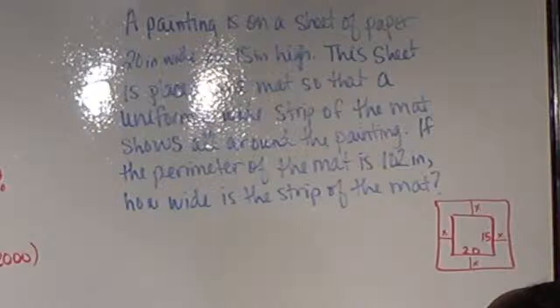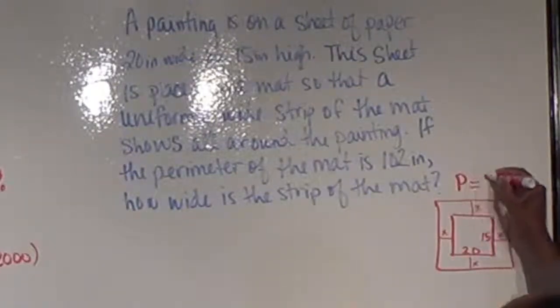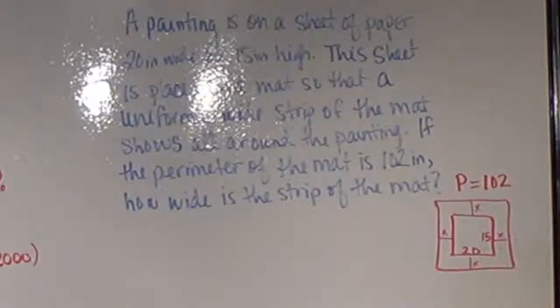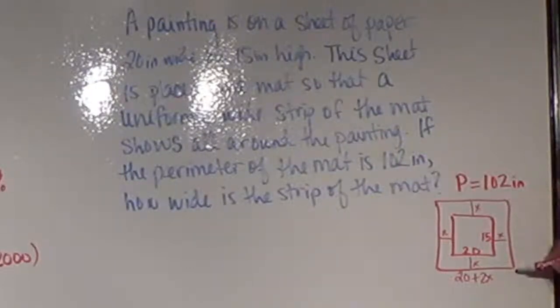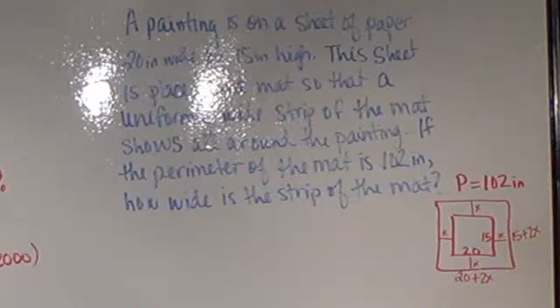Okay? And then the other thing we know here is that the perimeter of this mat is 102 inches. So remember, perimeter means the distance around the outside. Okay? So that tells me if I'm looking at this length here, this is going to be 20, meaning this distance, plus x, or plus 2x. And likewise, if I'm looking at this distance, it's going to be the 15, plus the x, or plus 2x. Okay? So this is actually giving me my formula. Okay? X being the uniform width around the outside, so that's identifying my variable.